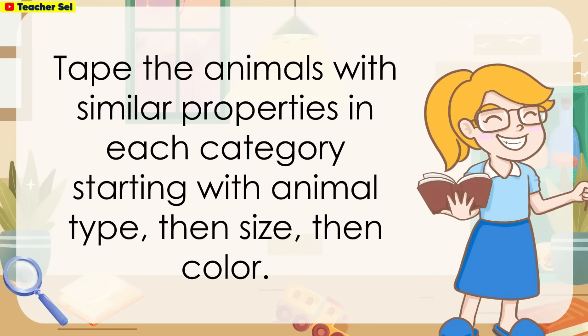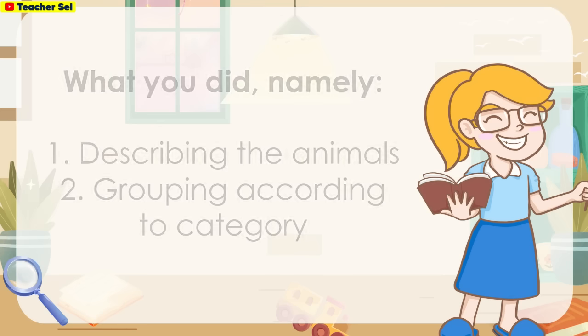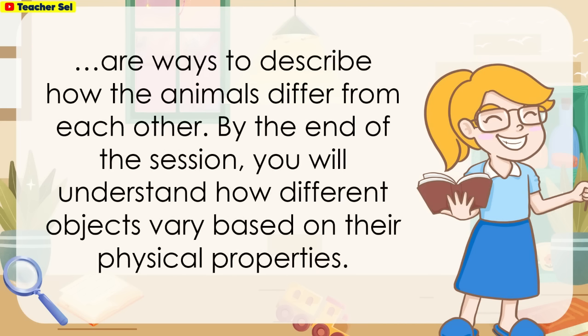Tape the animals with similar properties in each category, starting with animal type, then size, then color. What you did, namely describing the animals and grouping according to category, are ways to describe how the animals differ from each other. By the end of the session, you will understand how different objects vary based on their physical properties.